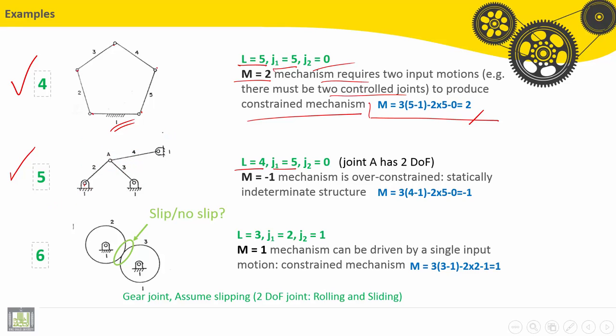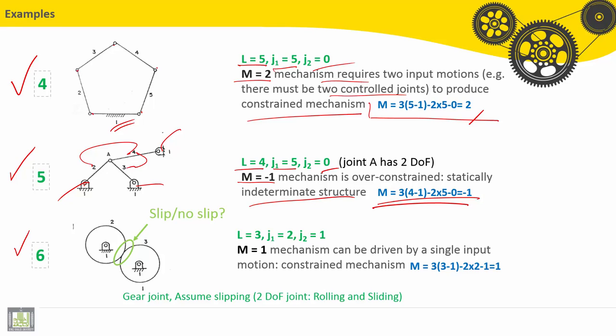here, if we explain, between 2 and 4, we have 1 rotation. Between 4 and 3, we have 1 other rotation. So in total, we have 5. 2, 3, 4, and 5. Higher pair is 0. So M is equal minus 1. Mechanism is over-constrained, statically indeterminate structure.